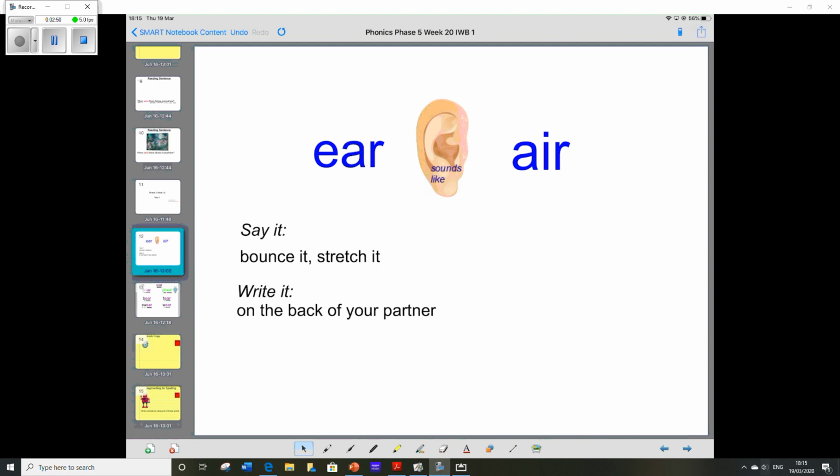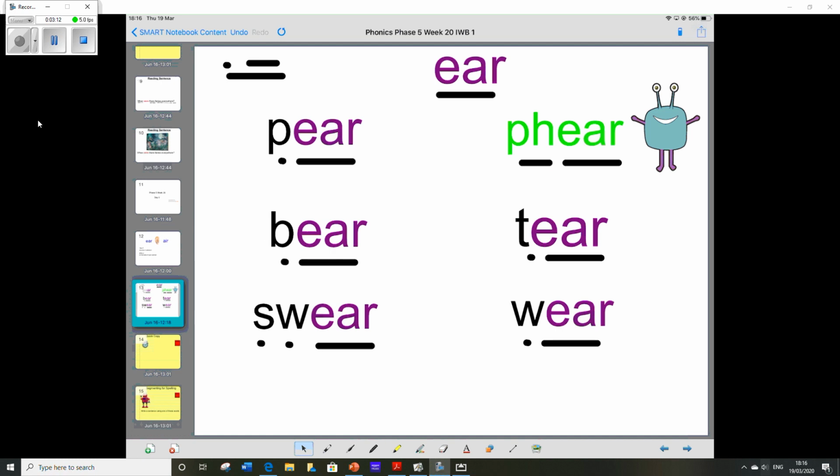Air, air, air. Okay, now you're going to need the help of your mums or dads or whoever's looking after you, because you're going to write this sound on their back. I'm just going to give you a few seconds to do that. Grown-ups, if you can pause the recording just for a second. Well done, everybody. And now we're looking at some of the words that use this grapheme.